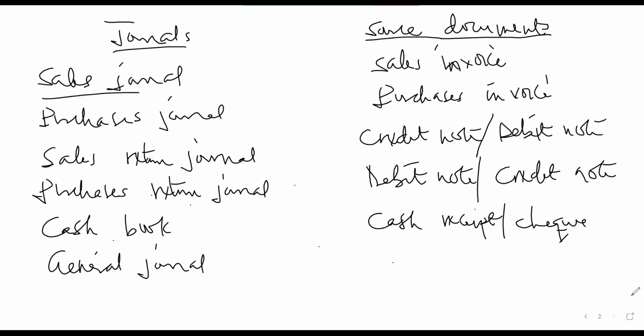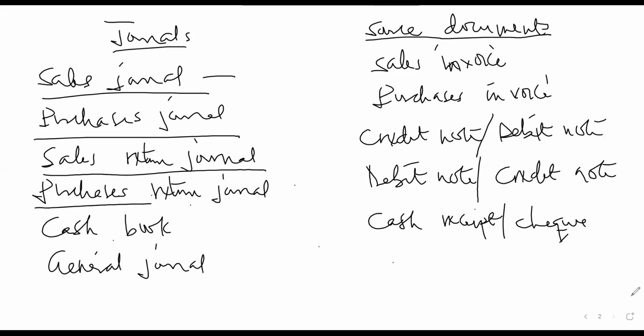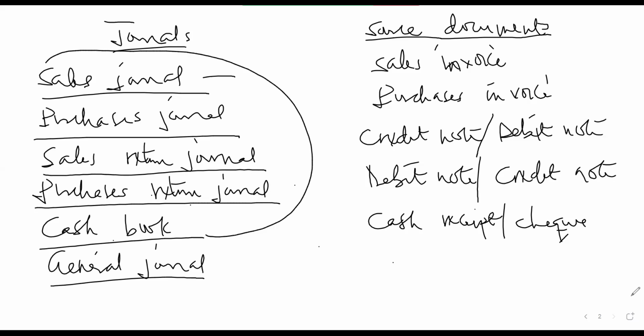Please, sales journal recognizes only credit sales. Purchases journal recognizes only credit purchases. Sales returns recognize what? Goods that are returned from what? From the customers. Purchases returns are the goods that have been returned by the company to what? To the suppliers. Cash book recognizes what? Payment and receipt of cash. The general journal recognizes any other transaction that is not recognized by these 5 books.